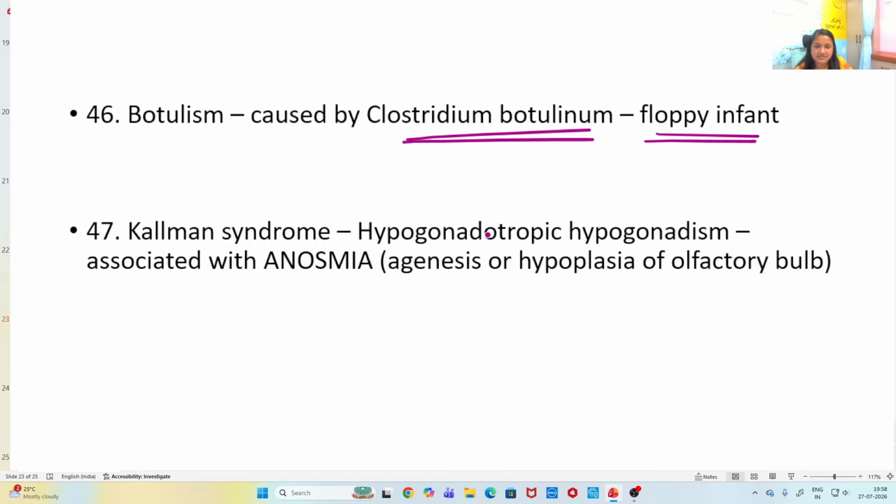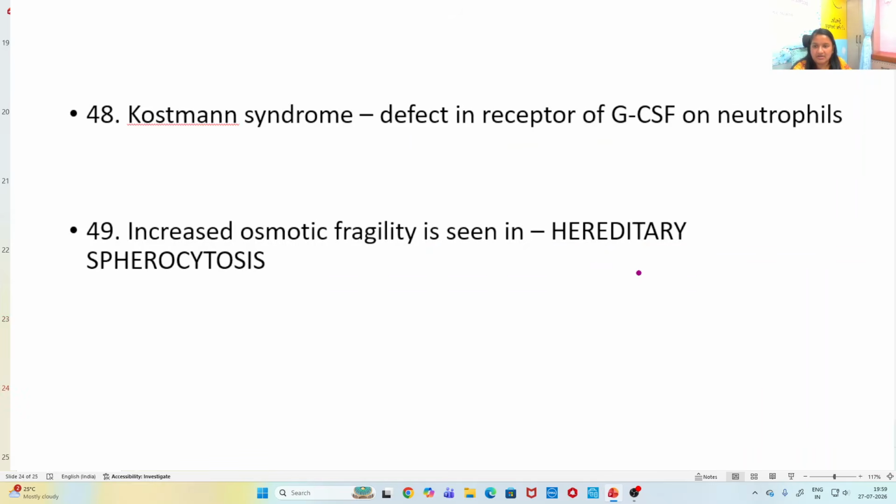Kallmann syndrome is hypogonadotropic hypogonadism and is associated with anosmia. So if you see anosmia and Kallmann syndrome, anosmia is the answer. It's basically because of the agenesis or hypoplasia of the olfactory bulb.